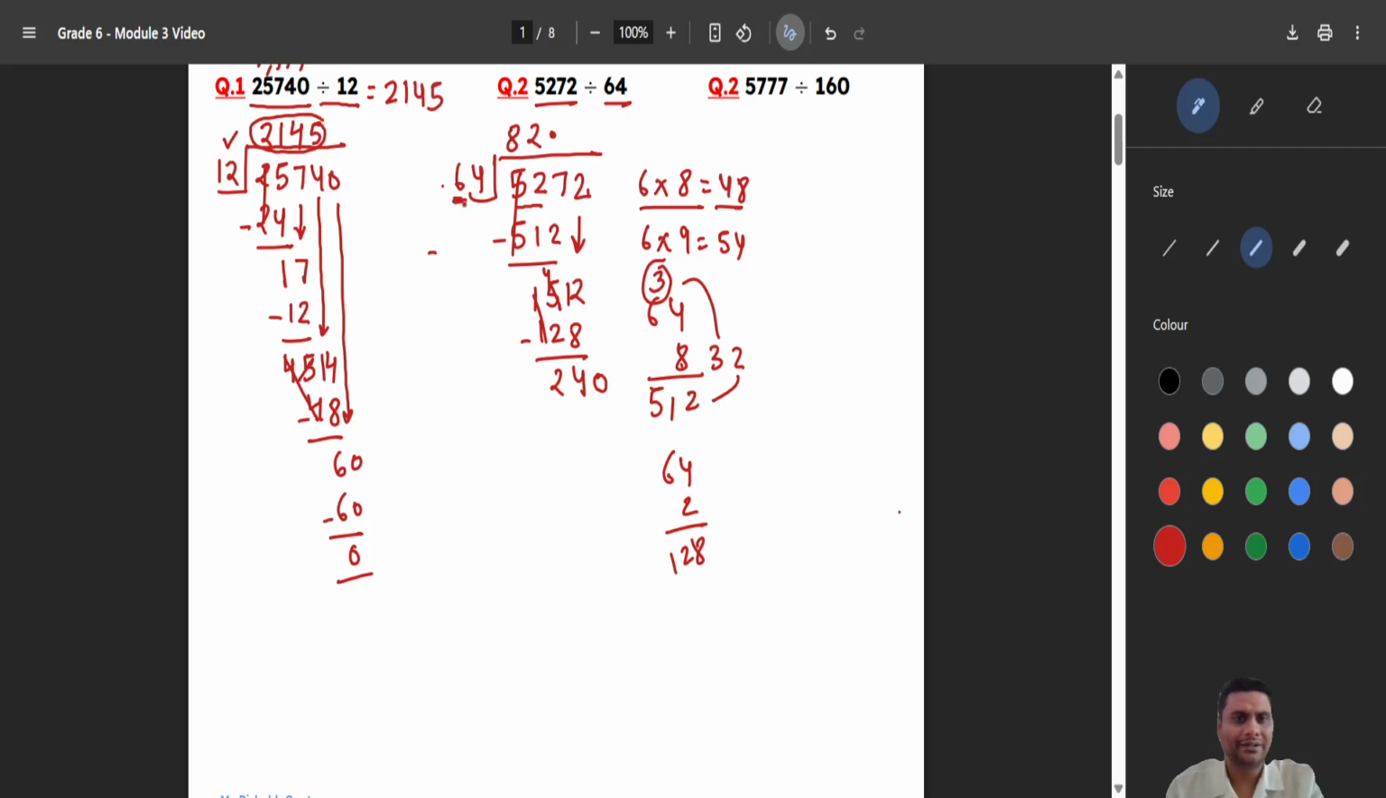Now again, 6 times 4 is 24, right? Same. But I will not take times 4. Why? Because when I will take 64 times 4, it will become bigger. So let us try 64 times 3. 4 times 3, 12, 2 here, 1 up, 6 times 3, 18, 18 and 1, 19. So 192.